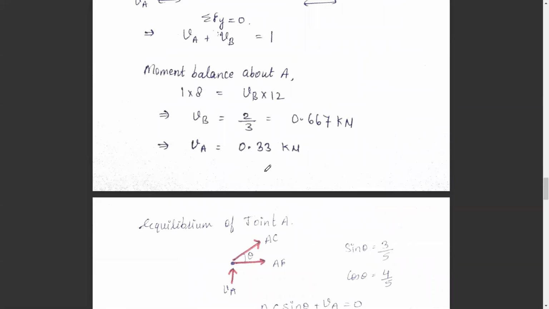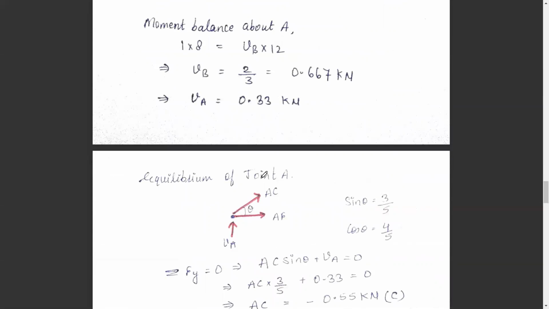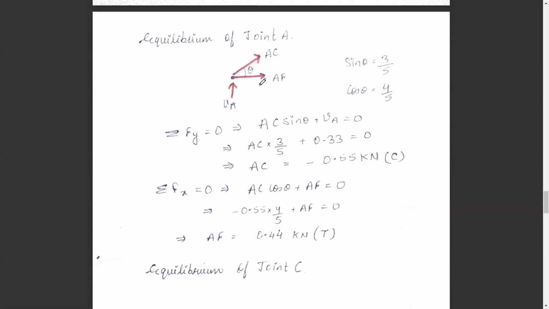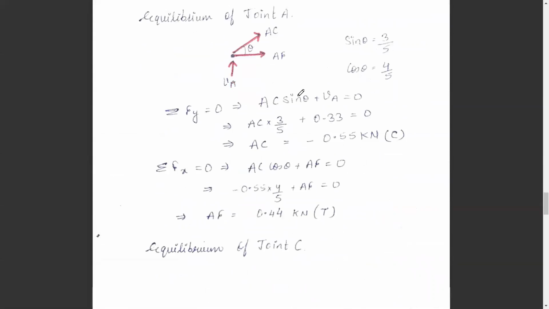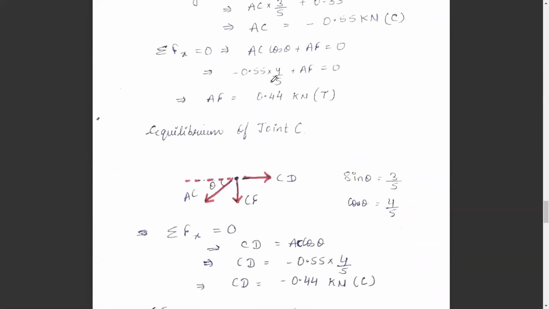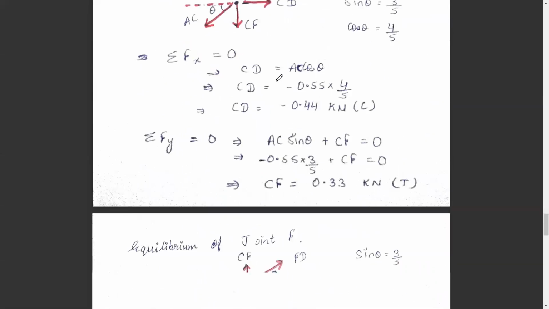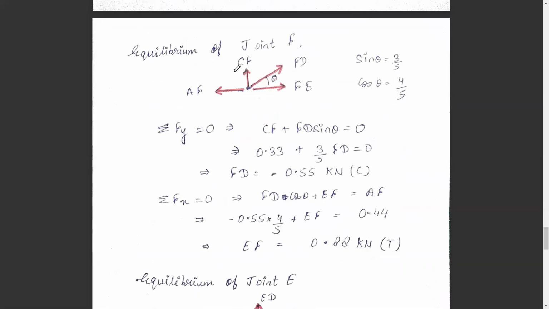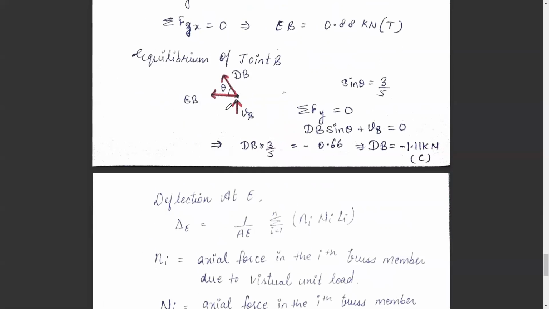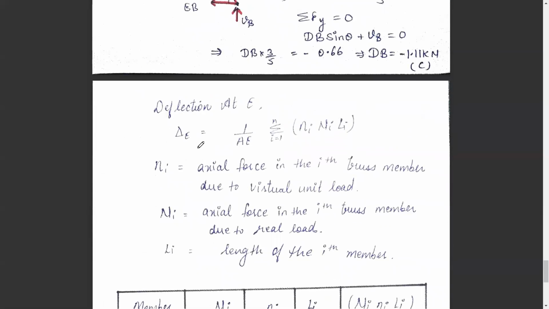Then, in a similar way as in the real system, we will calculate the joint equilibriums, and at the joints we will calculate the forces in the truss members by applying all the equilibrium conditions. After finding all the forces in the truss members, we would plug all the values into the given formula of deflection.